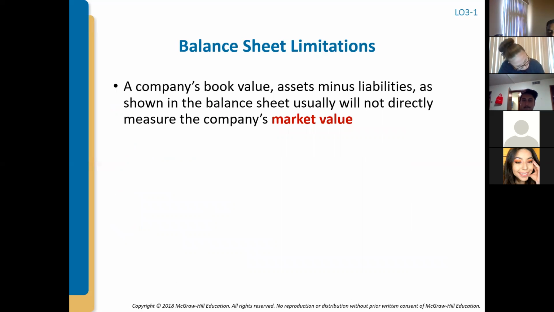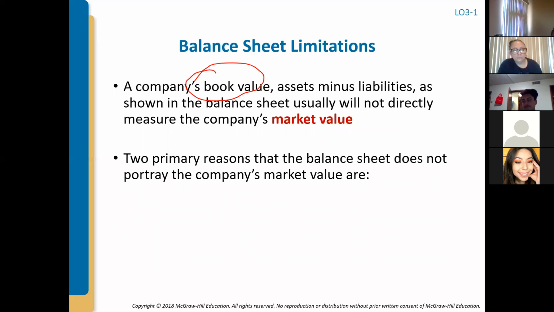So there is a limitation of the balance sheet. The balance sheet presents all the assets and liabilities at their book values. We don't show the assets at their current market value or fair value. We show them at their original cost, or the historical cost. This is the limitation.